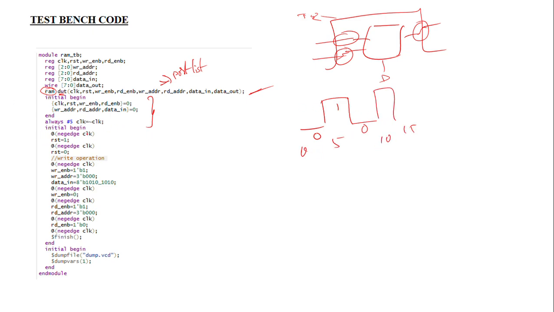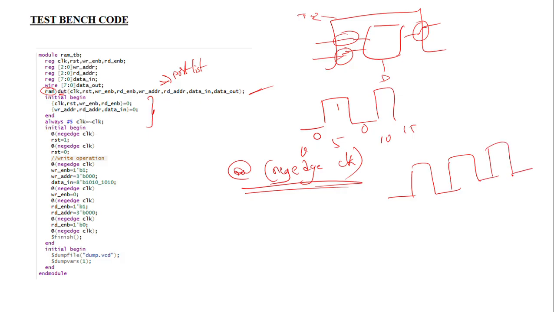See here, the next line is initial begin, then @(negedge clock). What does it mean? I think this is a new thing so far in my video. @(negedge clock) means wait for the next negative edge of the clock. If your clock is like this, then according to your clock, this is the positive edge and this is the negative edge. So here I am saying the next negative edge of clock.